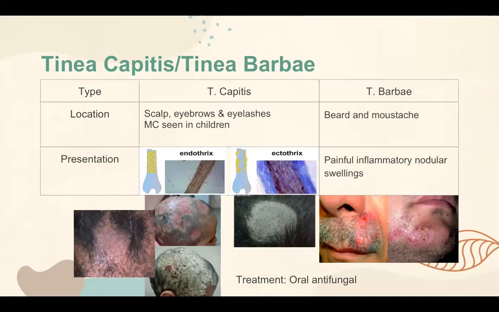Tinea capitis, usually infecting the scalp, the eyebrows, and eyelashes, again, most commonly seen in children. Now, it depends on the degree of infection. For example, the endothrix, as you can see, the fungal spores usually are within the hair shaft. The cuticle is usually intact, and the hair usually breaks at the surface. So you can see a characteristic black dot appearance.